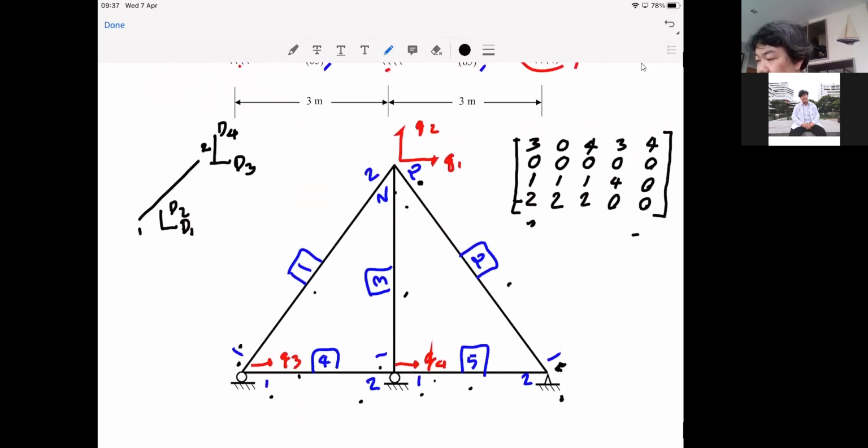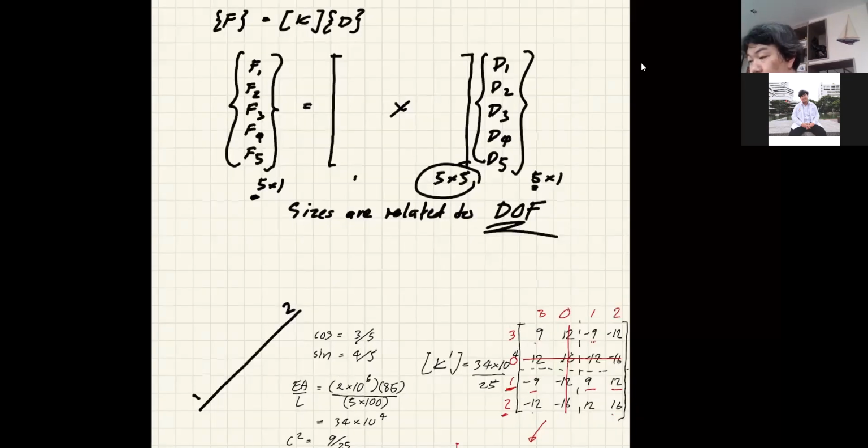This is 1, that is 2. So that means the orientation of member number 1 is going to be in quadrant number 1. Then we have 2, 3, 4, and 5. And then we already started off working with member number 1. So this is your member number 1.